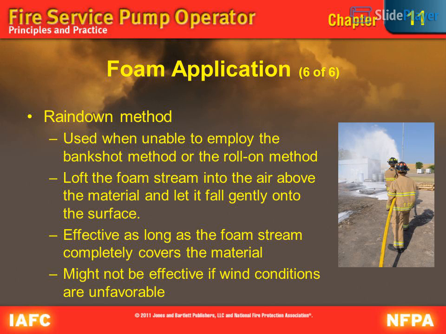Foam application, 6 of 6. Rain down method. Used when unable to employ the bank shot method or the roll-on method. Loft the foam stream into the air above the material and let it fall gently onto the surface. Effective as long as the foam stream completely covers the material. Might not be effective if wind conditions are unfavorable.